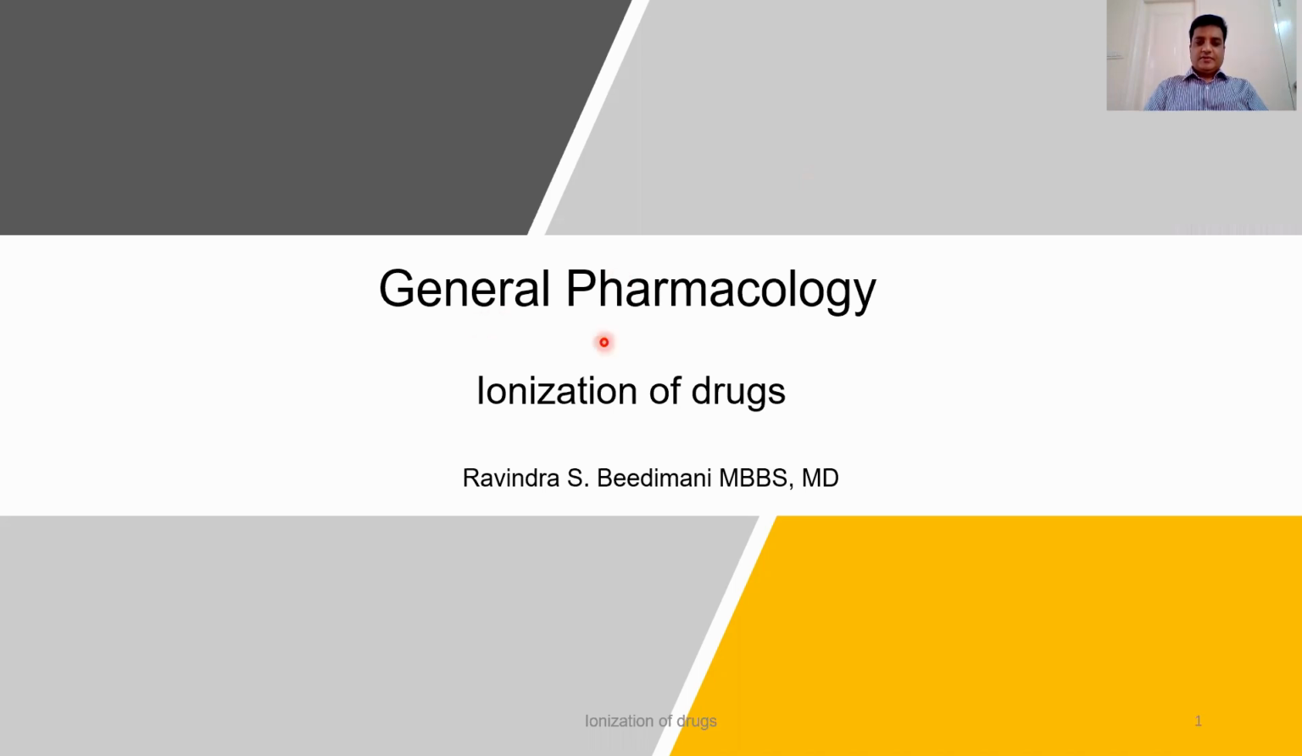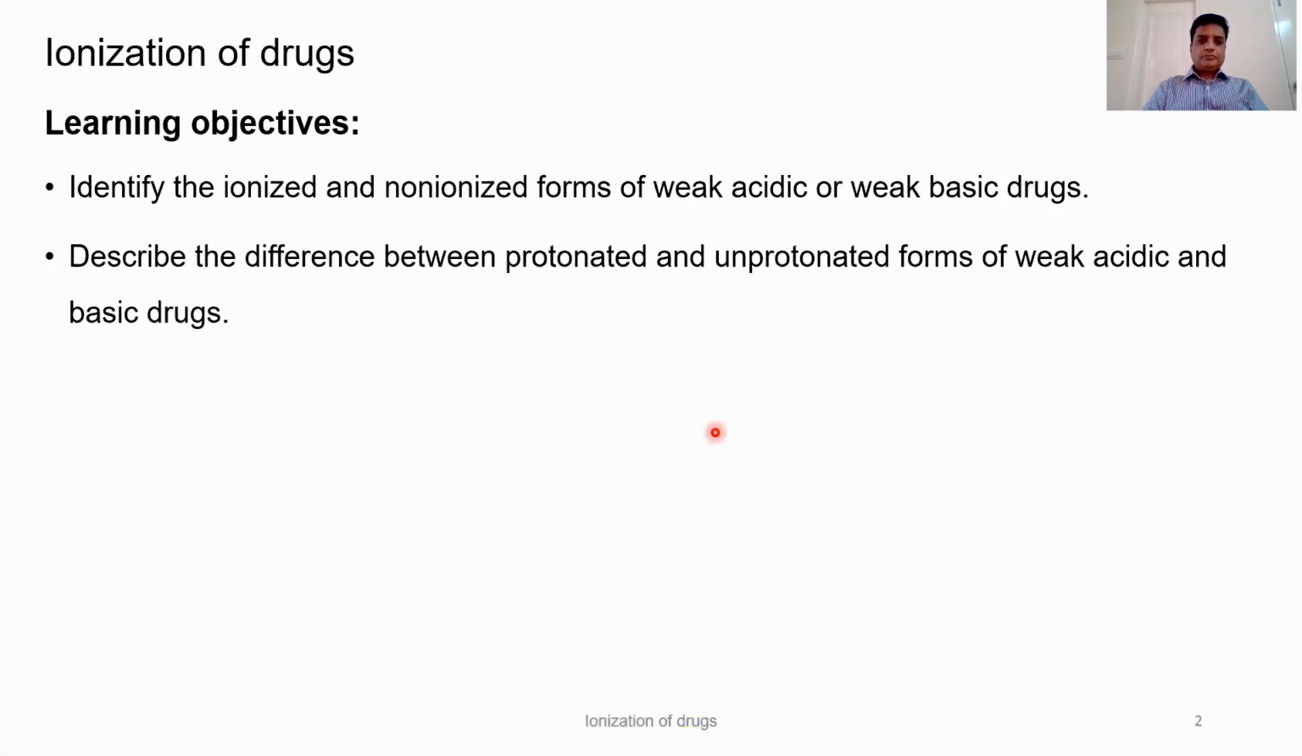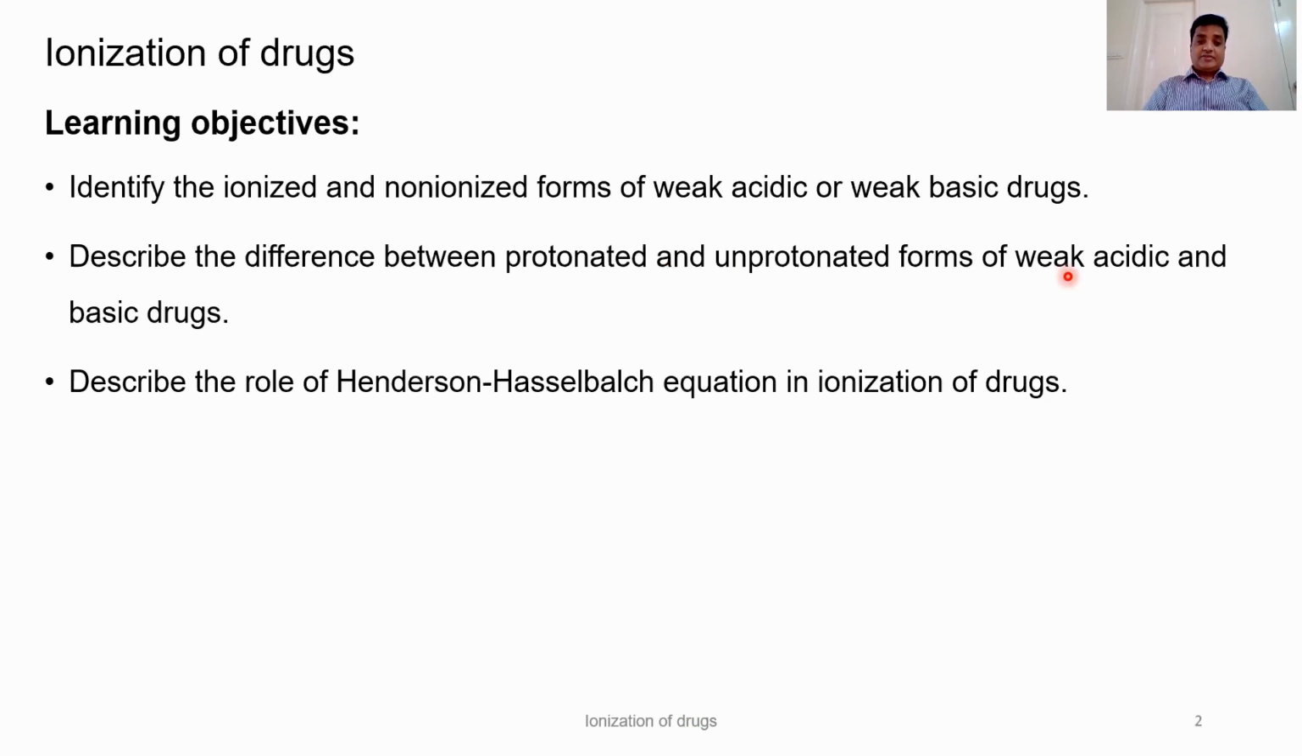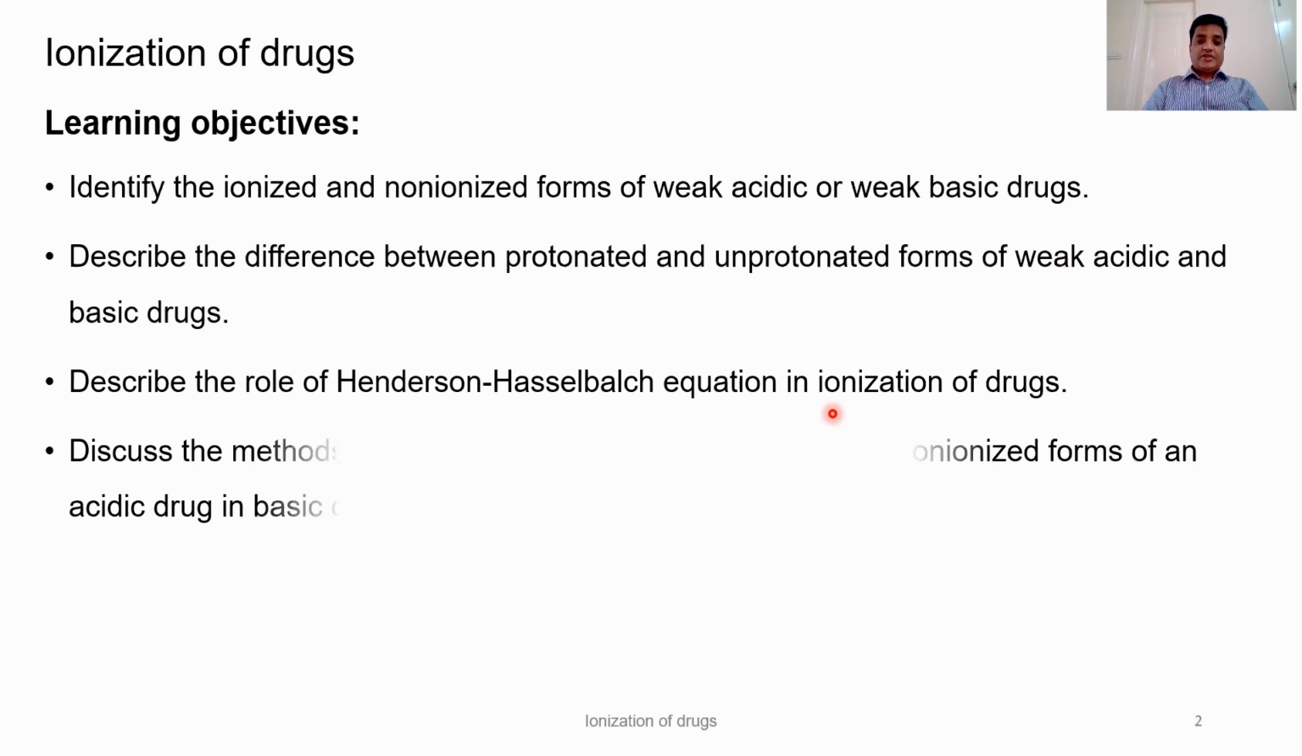The first one is on ionization of drugs from general pharmacology. The learning objectives include to identify ionized and non-ionized forms of either weak acidic or basic drugs. It's important to note the difference between protonated and unprotonated forms of acidic or basic drugs. The whole concept of ionization depends on the Henderson-Hasselbalch equation in estimation of percentage of ionization.